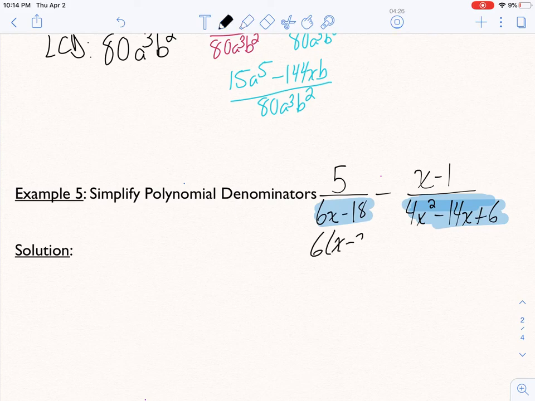So I get 6x minus 3 over here. First thing we always look for when factoring is what's in common. Well, there's a 2 in common. And then I can factor.